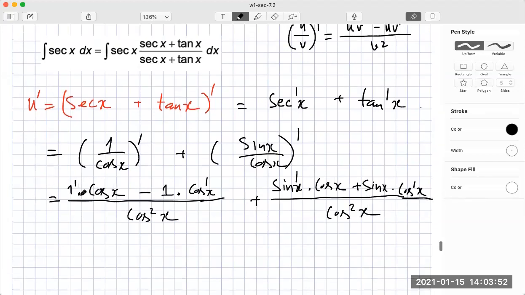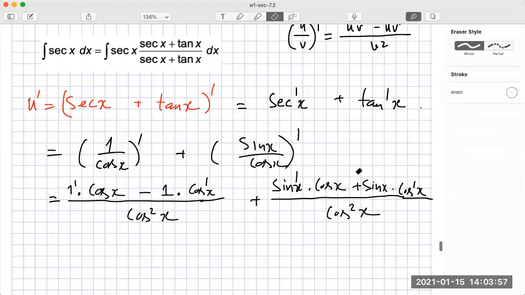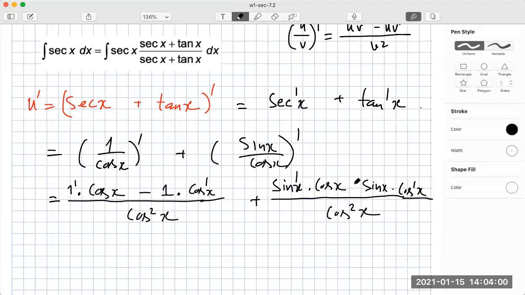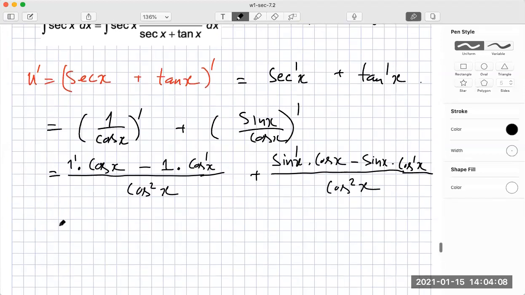Okay, this guy becomes, oh yeah, thank you, minus here. Thank you, good catch. So, the first guy here is 0, this is -1, and here, the derivative of cosine will give us minus sine, and the minus with the minus here give us plus sign, very good. And here, cosine squared, right?